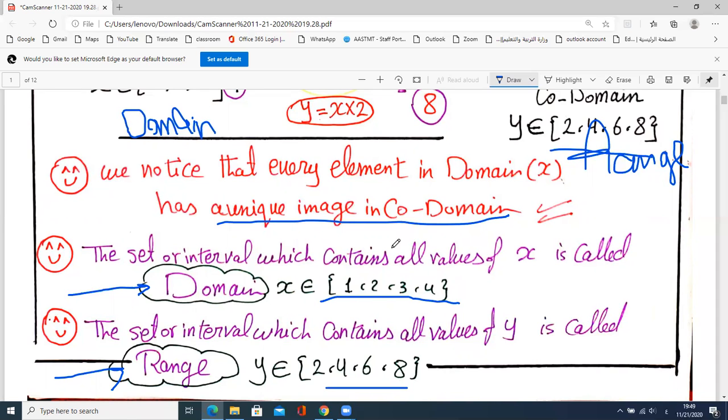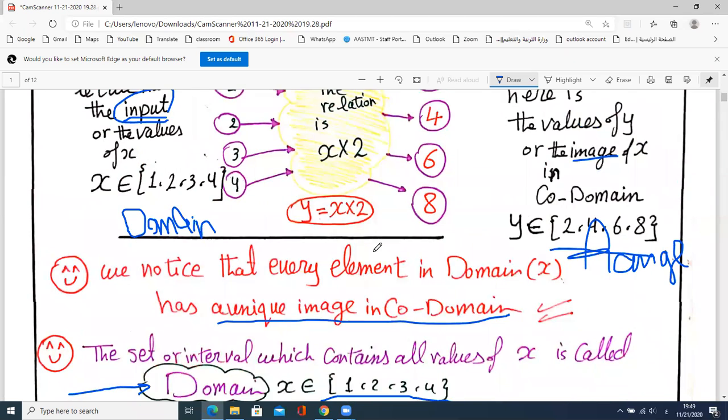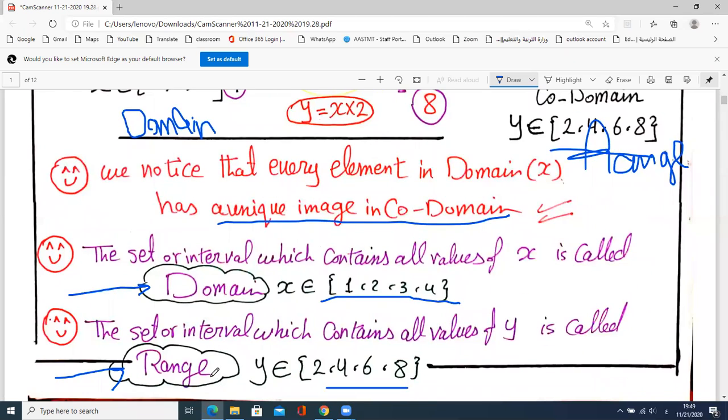Okay? Here we learned the definition of function, and we learned its condition, that every x has a unique image in y, and we know the meaning of domain and range, which is very important. Domain is a set or interval, a group of numbers that represent x, which are the numbers of x. Range is a set or interval, a group of numbers that represent the values of y.